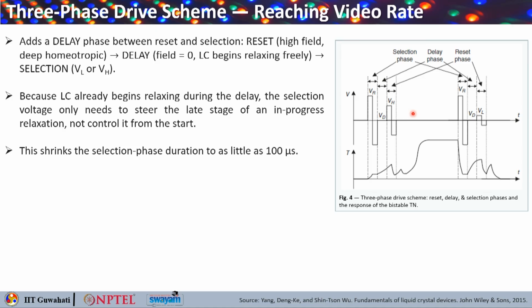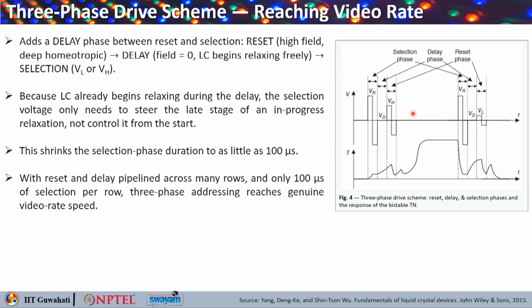So that shrinks the phase selection duration to as little as something like 100 microsecond. So what is happening? You are able to pipeline the reset and the delay phases across many rows, and you can then only apply 100 microsecond of selection per row. So that means this three phase addressing can reach the genuine video rate speed.